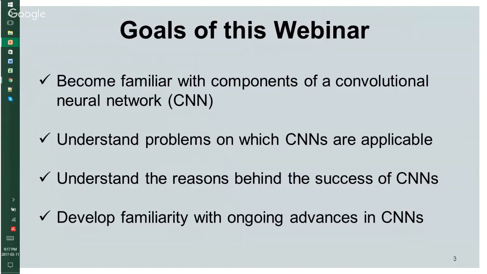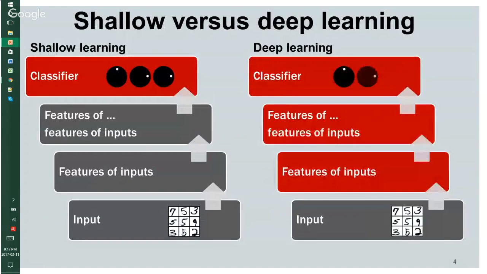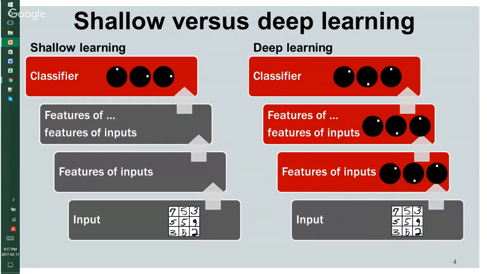Contrast that with deep learning. In deep learning, you take that input and extract features from those inputs, features of features, and then you learn a classifier. But the features, the features of features, and the classifier, all of them are trainable. They all have weights that you fine tune, and that's what makes it deep. The hierarchy of learning.